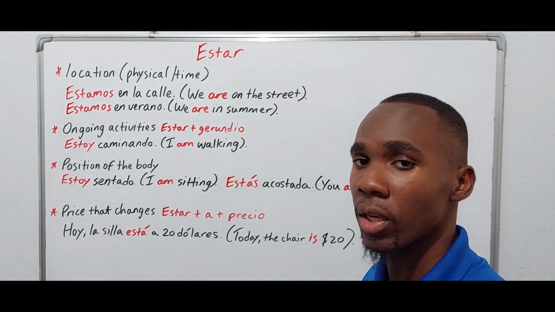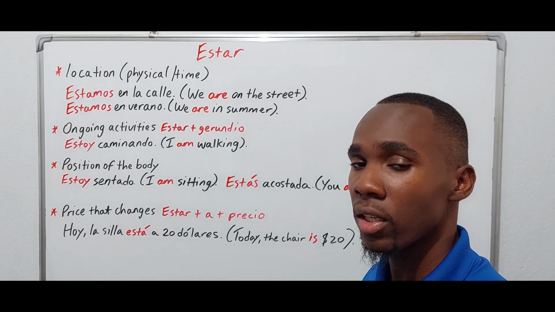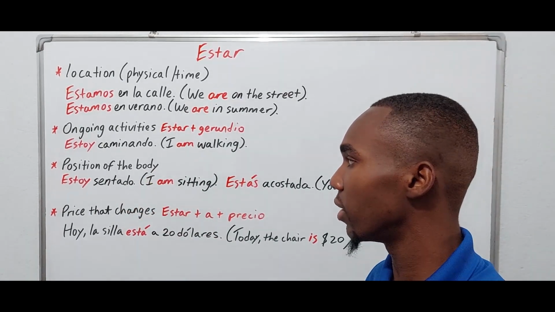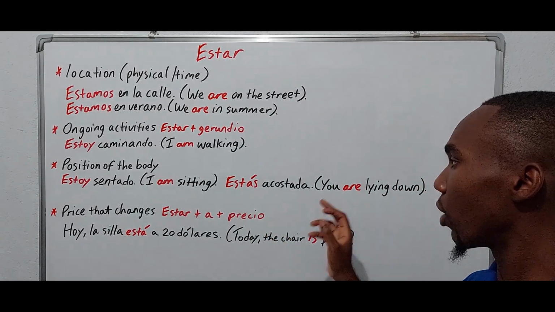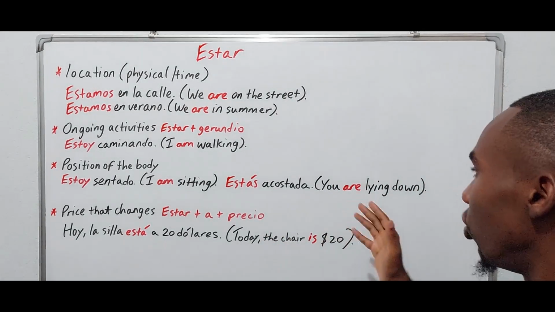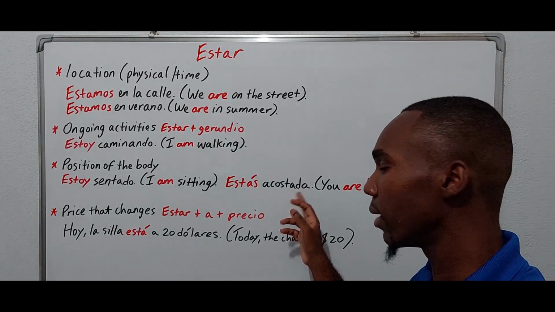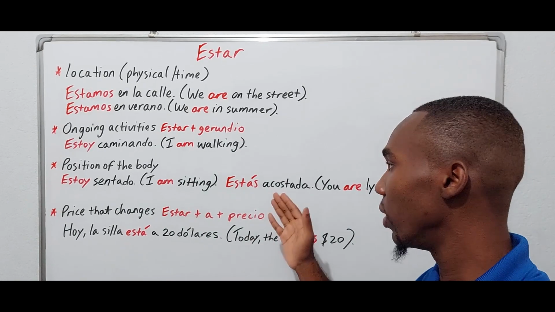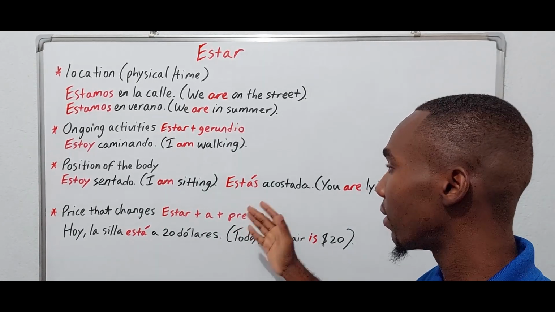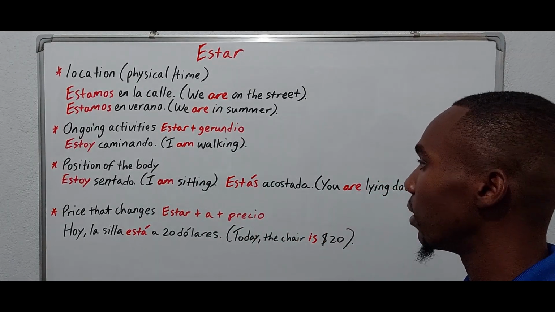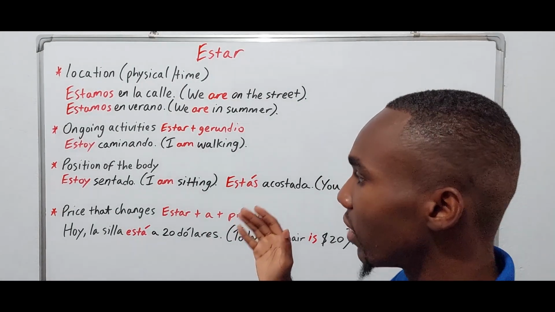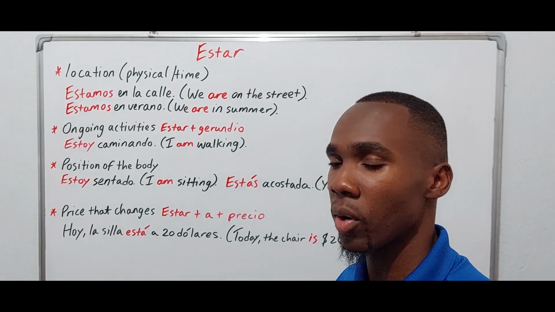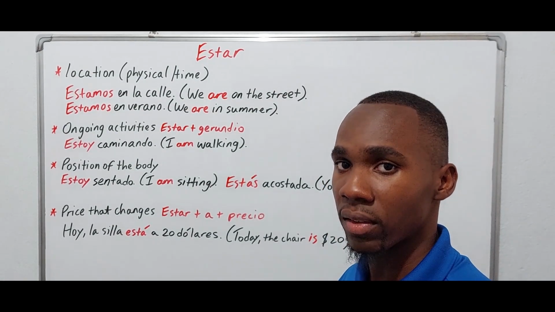Position of the body. So if we want to describe the position of the human body, we use estar. Okay? So estoy sentado, I am sitting. Estás acostada. That means you are lying down. And of course, the a means that we are talking about a female, right? So the you in this case is going to be a female. Estás acostada, you are lying down. And estoy sentado, I am sitting. So if we want to describe the position of the body, we use estar.